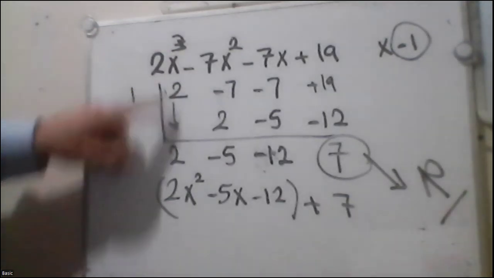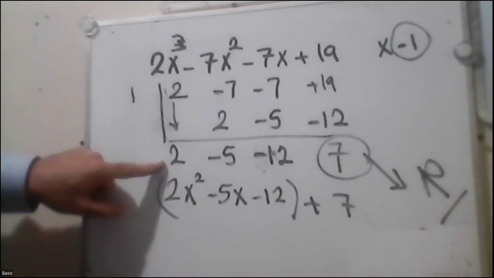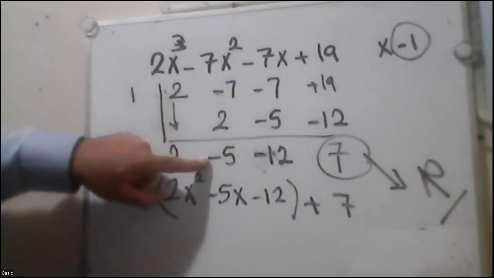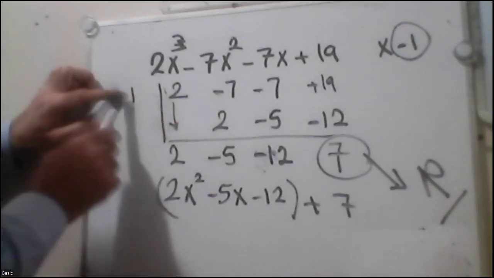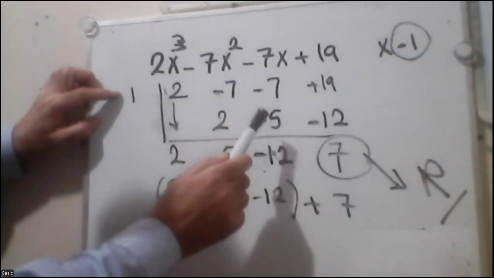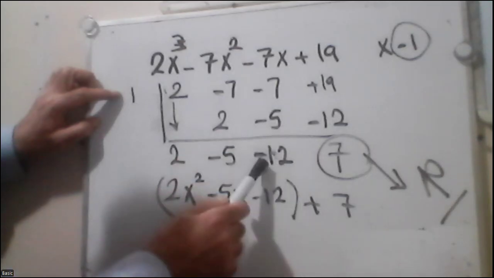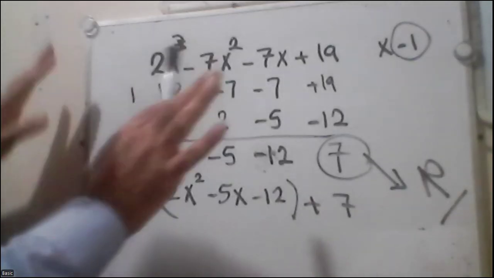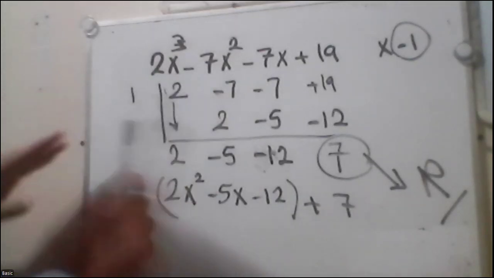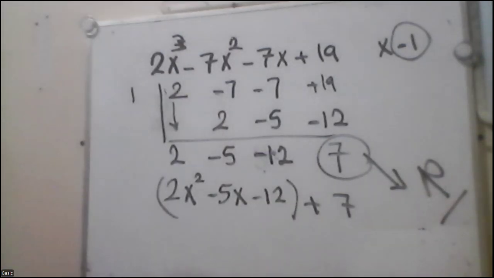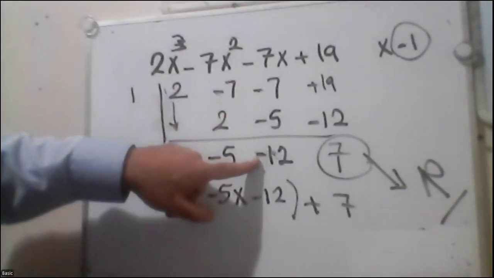Then now, I'll put the 2 down, then multiply 1 by 2, that will give me 2. I would say minus 7 plus 2 will give me minus 5. Again, I will multiply 1 by minus 5, will give me minus 5. Then minus 7 plus minus 5, that will give me minus 12. You don't subtract. You add them together with their own signs. Do not change the signs. The positive stays positive, the negative stays negative. Then here, minus and minus, that's minus 12.